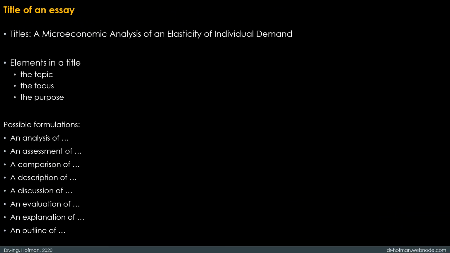The purpose of a piece of scientific writing is to present information clearly and concisely so that it can be easily understood. Clarity, therefore, begins with the title. Here you can see an example topic: A microeconomic analysis of an elasticity of individual demand. In technical and scientific writing, the title is a precise description of the contents.